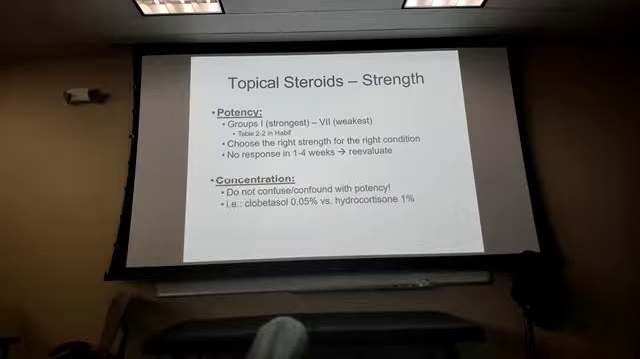Concentration, do not confuse it with potency, right? So that breaks it down: clobetasol is 0.05%, but hydrocortisone is only 1%. To me, the percentages don't mean anything, okay? Yes, you will read in a textbook which one should be used, but for the drug in and of itself, if you know which group it is in, then that's what you want to use, okay?